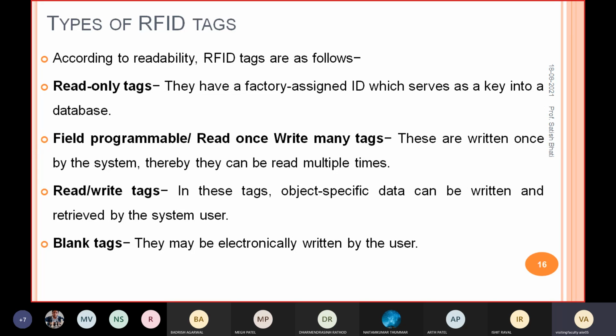And then the blank tags, they may be electronically written by the user. Some tags are like that: you paste them on the object, and throughout the processing or your application, as many times as you want to change, you can change electronically, right? So these are some types of RFID tag based on the readability of the tag.